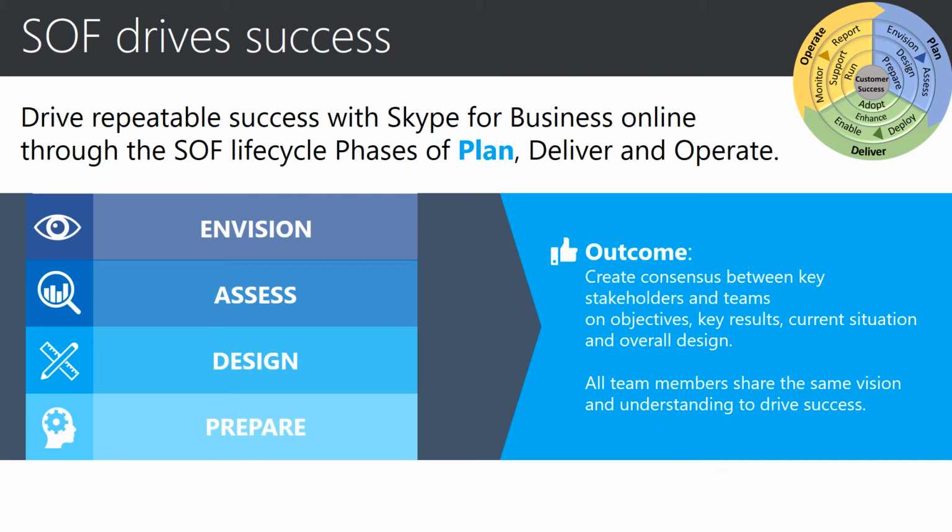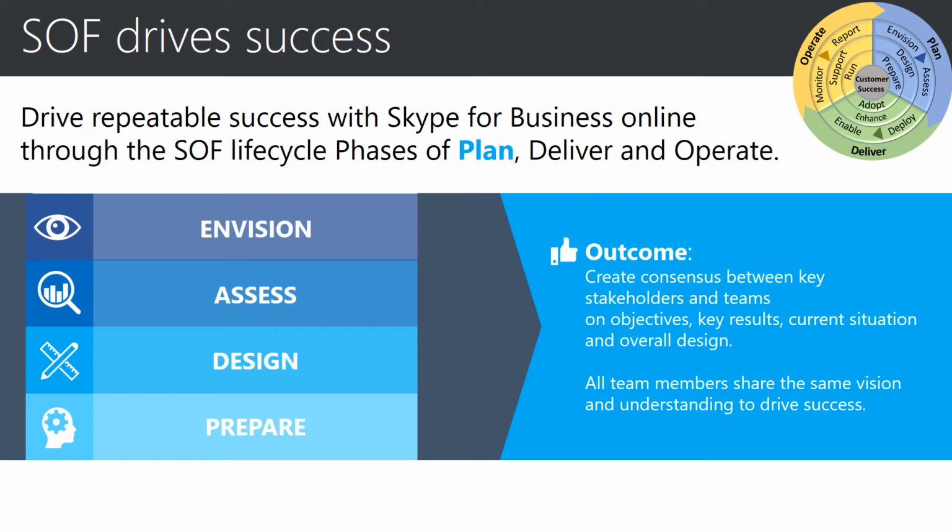So let's start with plan and thinking about what happens during that plan phase of the Skype Operations Framework. This is around, as I said, driving repeatable success with Skype for Business Online. Planning drives a common shared vision to minimize surprises as the project executes. Planning covers 4 key stages where the project undertakes activities to drive envisioning: what are we going to achieve and how are we going to achieve it.